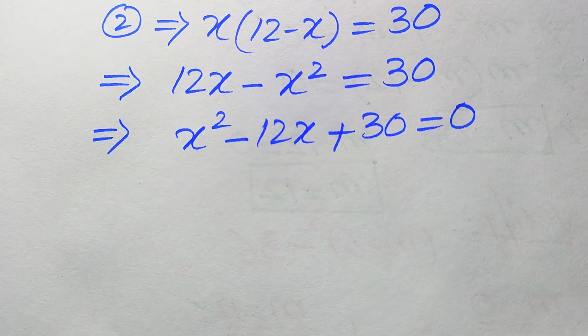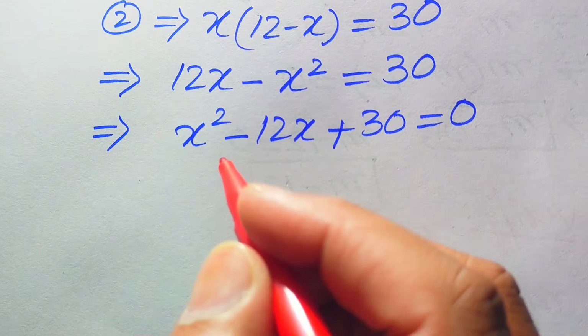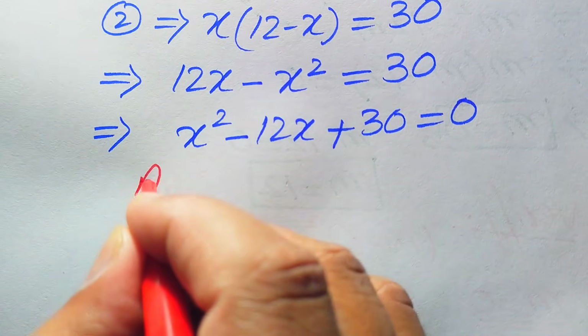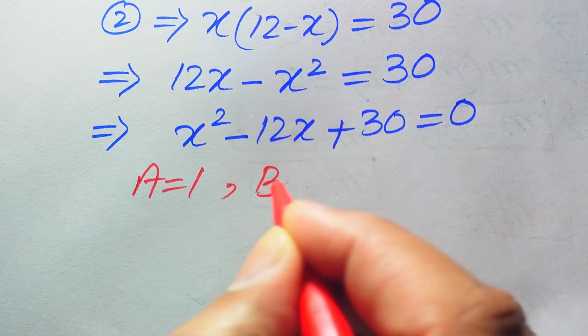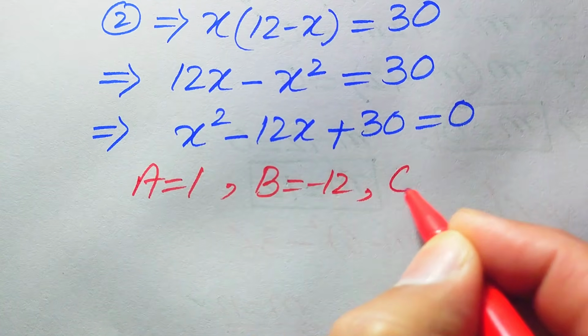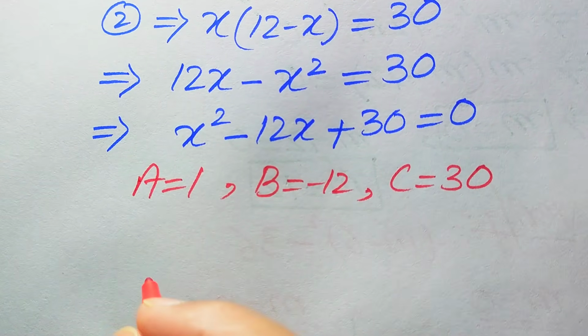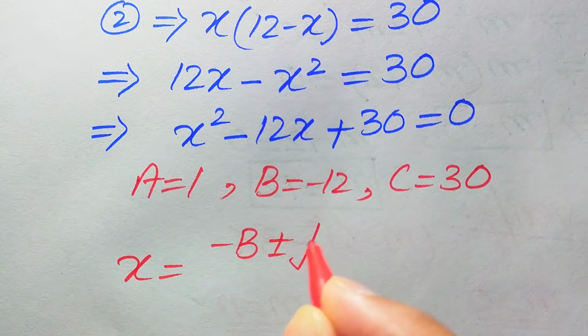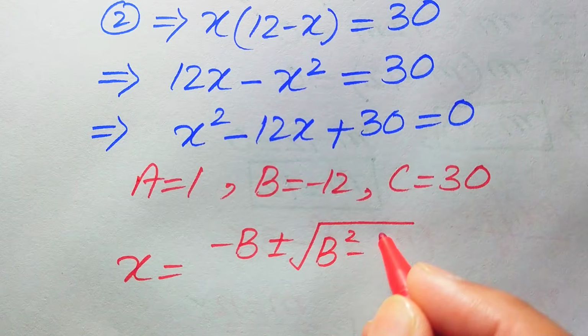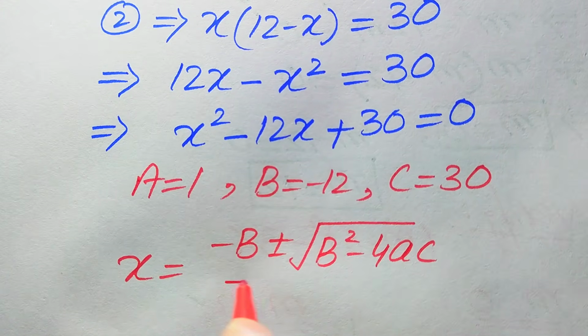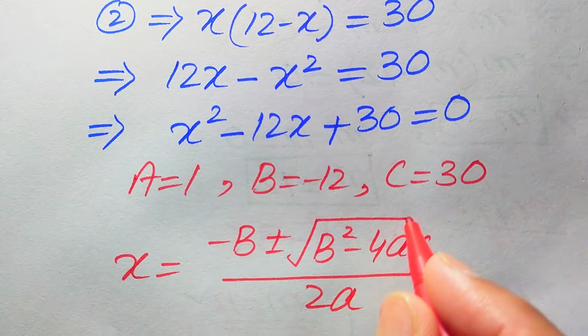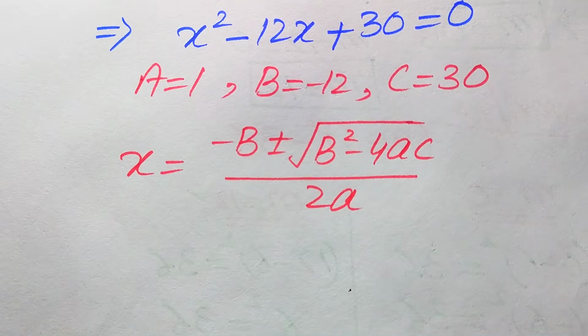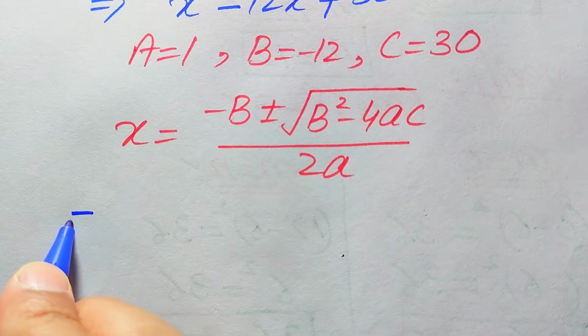And now in the next steps we need to find the values of x. For this we use the quadratic formula to solve this equation. So first we write the coefficients of this equation, and its coefficients are a equals 1, b equals minus 12, and c equals 30. And we state the quadratic formula as x equals minus b plus minus square root of b square minus 4 times ac, divided by 2 times a. So this is our quadratic formula, and here we substitute all the values of a, b and c in this formula, and it will be written in this form.